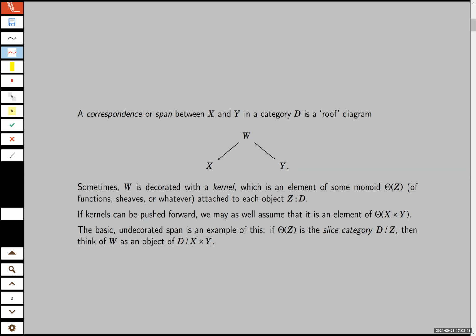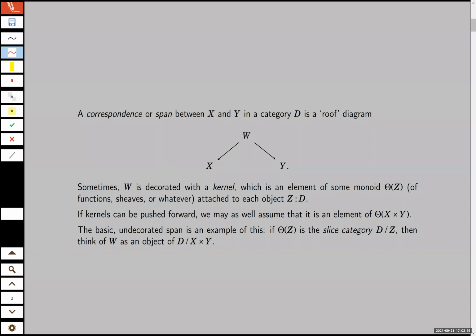Often we consider the kernel, the central object W, to carry some additional information, which might be a function, a sheaf, a cycle, or some additional data. And this lives in some space. At the moment, I'm doing a sort of vague axiomatization of the system. It's contained in some space of coefficients attached to objects of the category, and this should have some functorial properties and a multiplication so that these things can be composed.